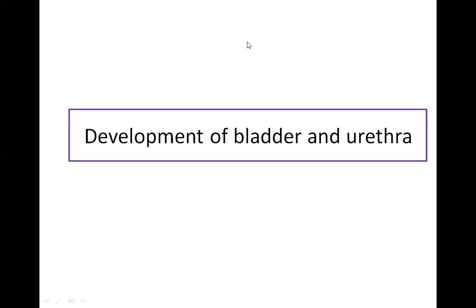The development of the bladder and urethra we'll study in the next session.